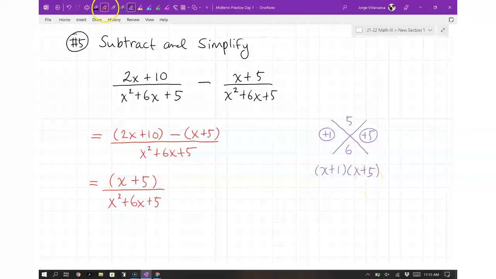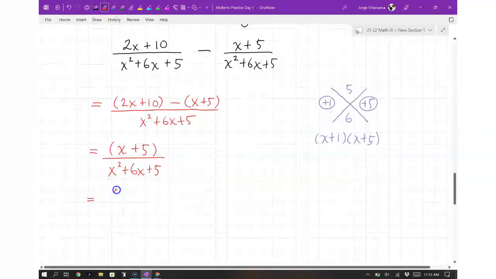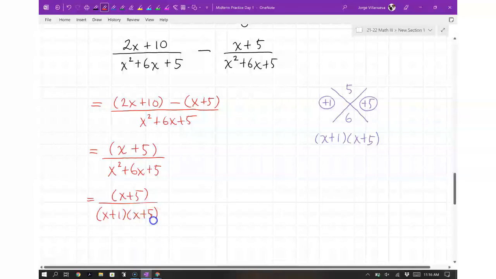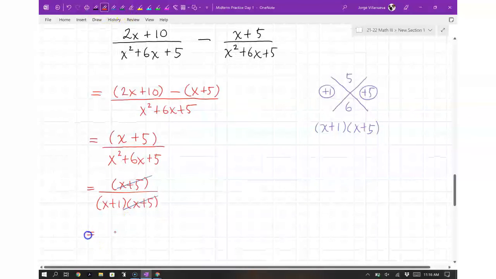Let me put that into my original problem. So x plus 5 over x plus 1, x plus 5. That's my factored form for x squared plus 6x plus 5. What can I cancel? X plus 5. All right, so x plus 5s are gone. So here's my final answer. 1 over x plus 1.